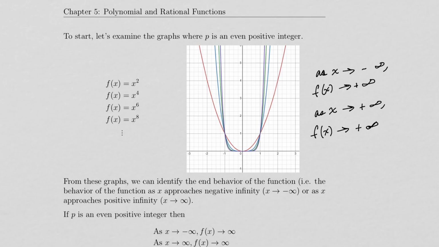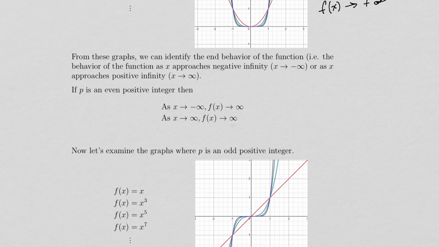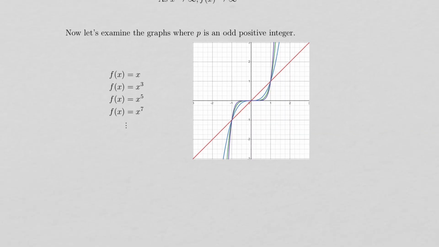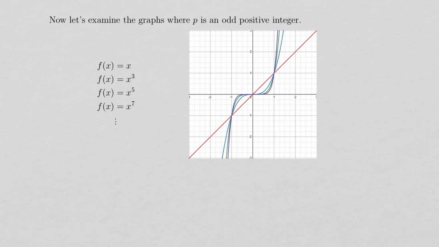All right, and I have that summarized here as well. What if the exponents are odd positive integers? Okay, so let's look at those. Now we have x to the 1, x cubed, so the cubic function, x to the 5th, x to the 7th, x to the 9th, x to the 11th, and so on. So all the exponents now are odd. The k's are just 1 again.